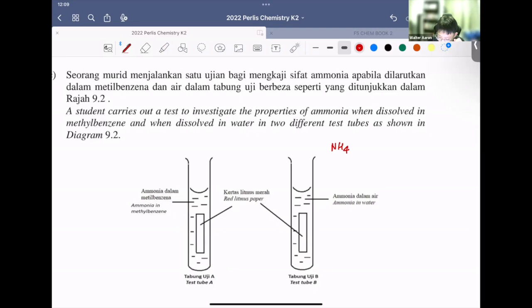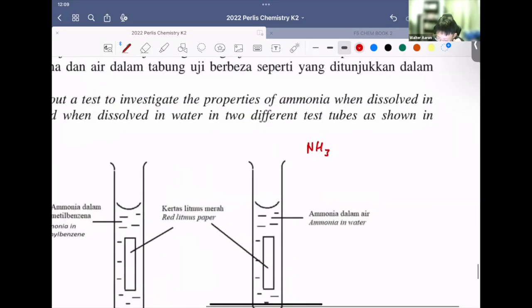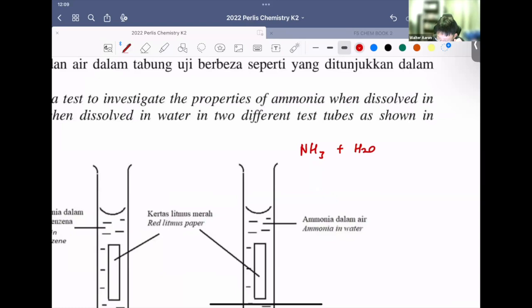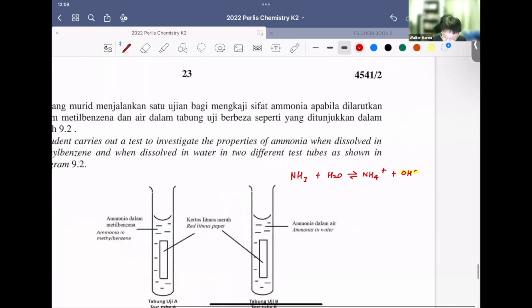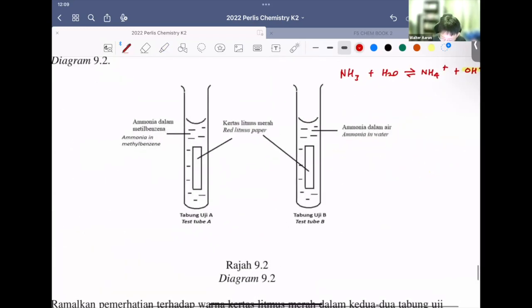But the moment you dissolve ammonia into water, for example, you'll be able to get ammonium ions, and you'll be able to produce hydroxide ions at the same time. So that tells you that when it produces the hydroxide ion, it will be able to show some sort of alkaline property. Okay, so that's the idea behind it.